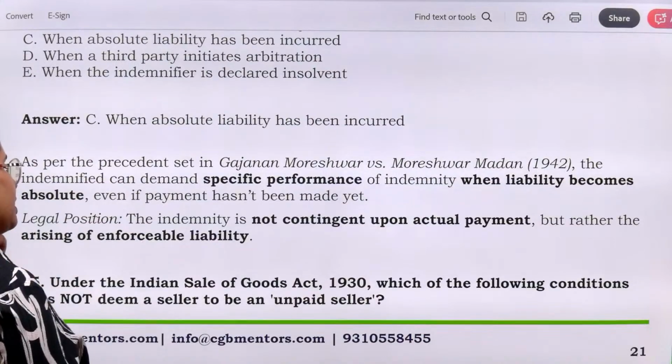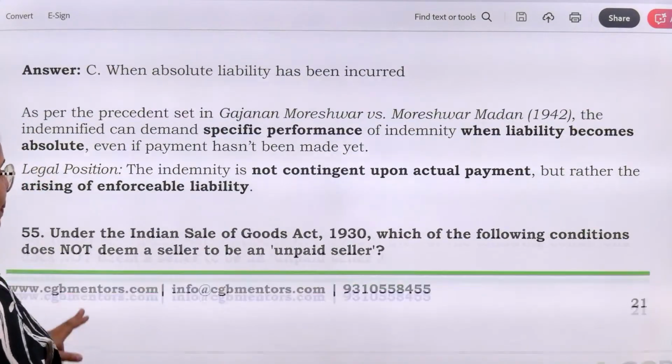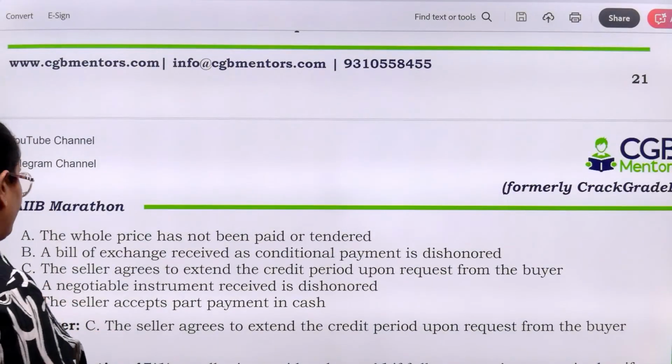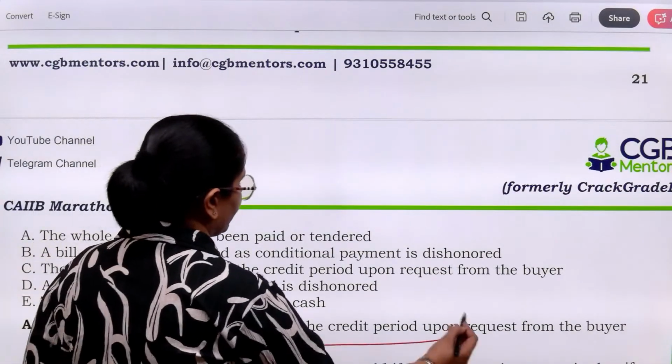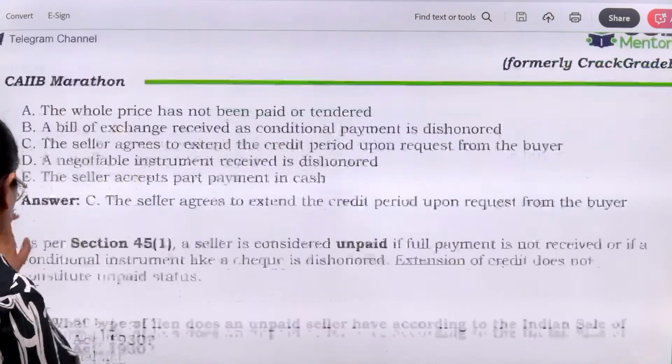Then under the Indian Sale of Goods Act, which of the following conditions does not deem a seller to be an unpaid seller? So in that particular case, the seller agrees to extend the credit period. अगर आपने credit period extend करने के लिए हाँ कह दिया है, then in that case you will not be considered as an unpaid seller, right?